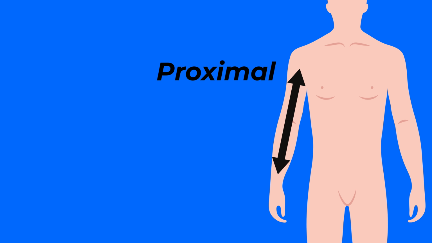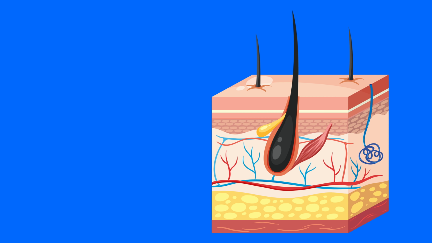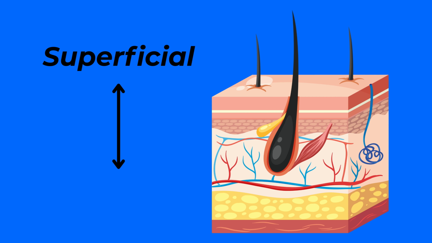Next term is going to be proximal, meaning it's towards the torso, and distal is further from the torso. And then our last directional term is going to be superficial, meaning towards the surface of the skin, and deep, meaning toward the interior of the body.